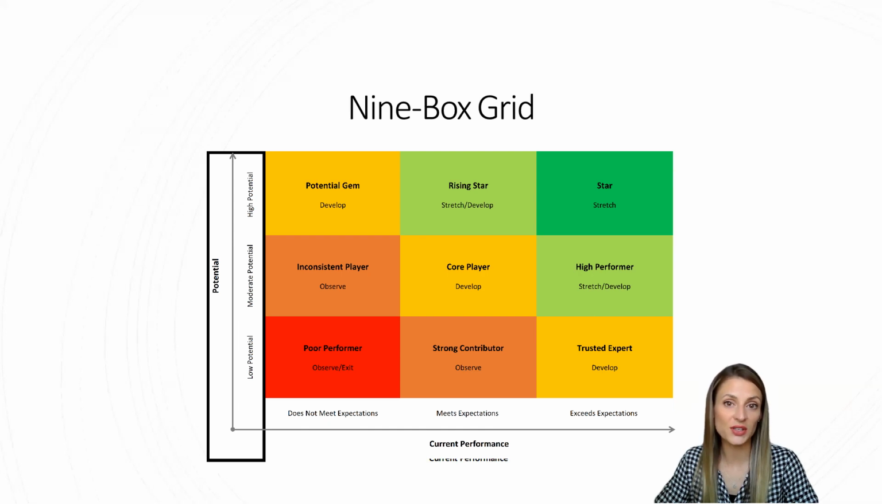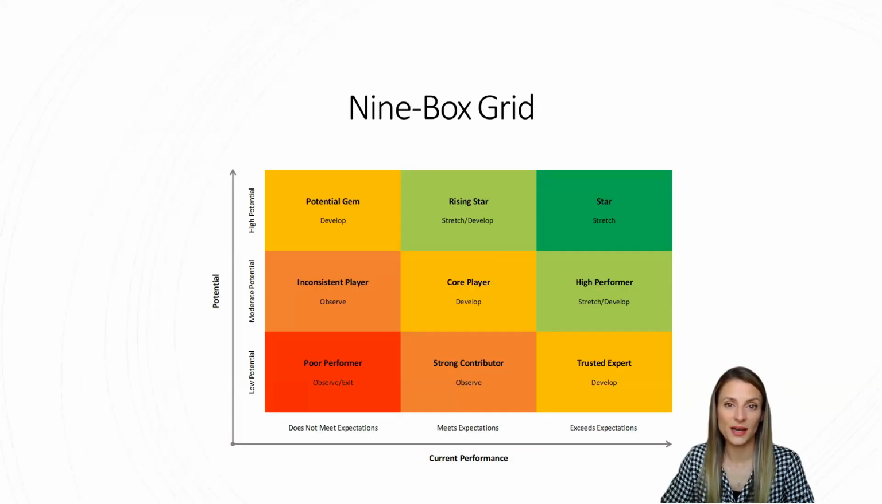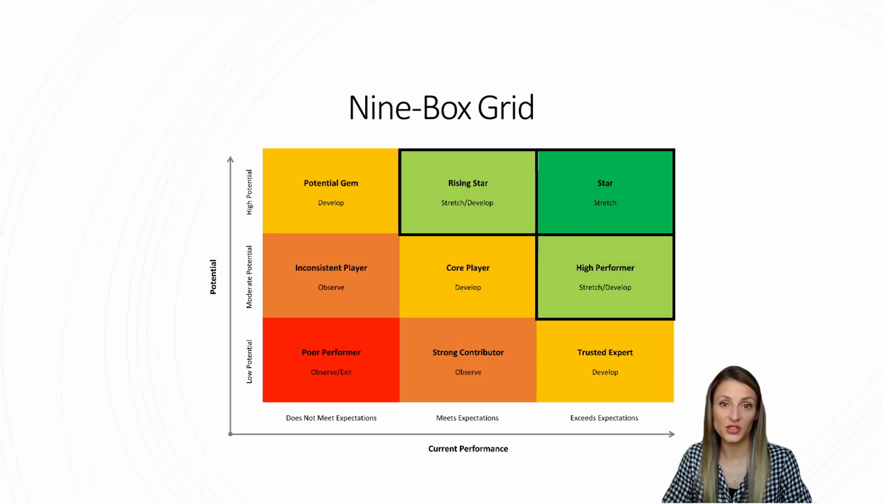Along the vertical axis, we have employees' potential or promotability. Along the horizontal axis at the bottom of the graphic, we have employees' current job performance. Keep in mind that the labels assigned to the 9 boxes will vary depending on who creates the 9-box grid. In this graphic, the dark green and 2 light green boxes denote employees who are ready for development opportunities or for promotion to leadership positions.